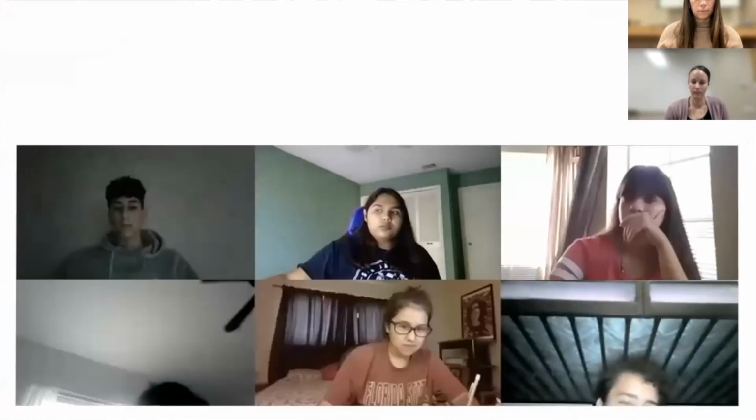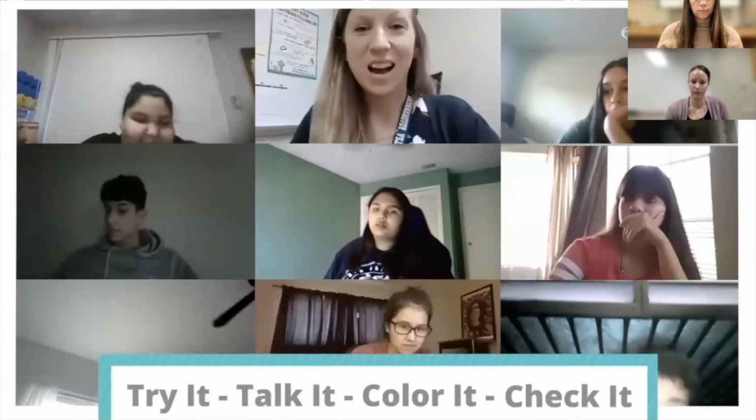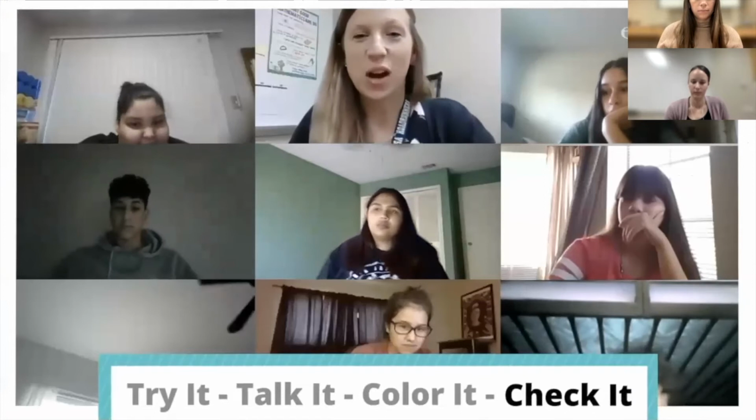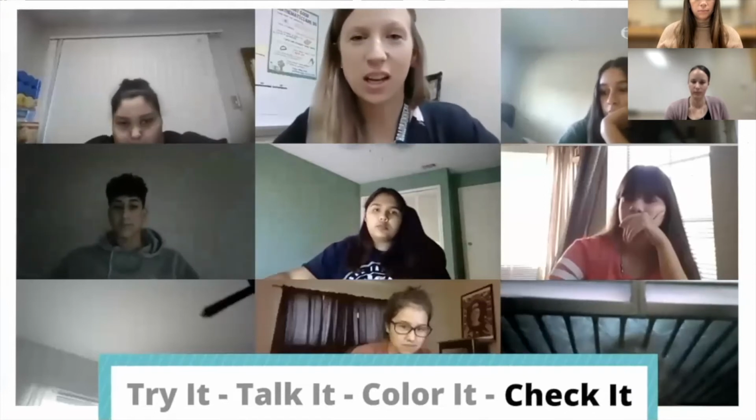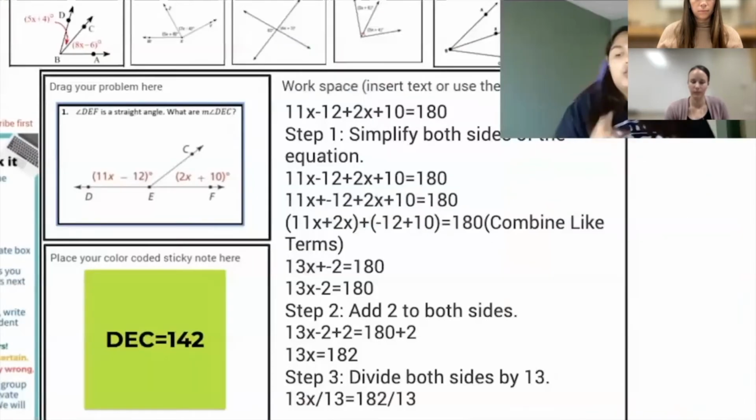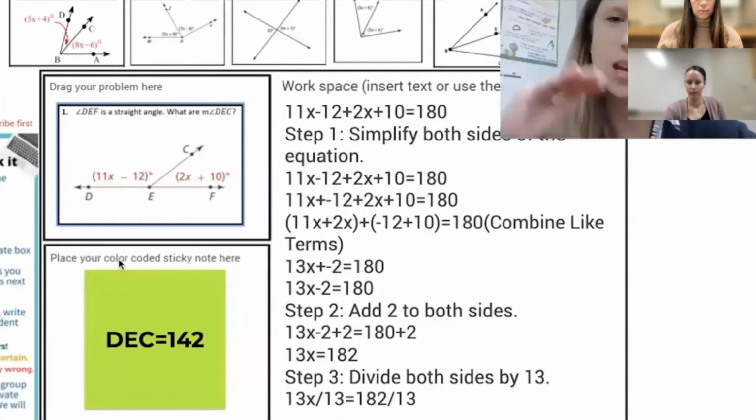After about 5 minutes, we brought students back to the main room where we did the Check It phase. So I heard some great conversations happening. We would call on one group to explain their strategy and their process. In this step, we were able to see their confidence level as they were explaining to the other students. 142 plus 38 gave me 180, verifying that I got it right. I love that y'all took that extra step to check your work at the end.